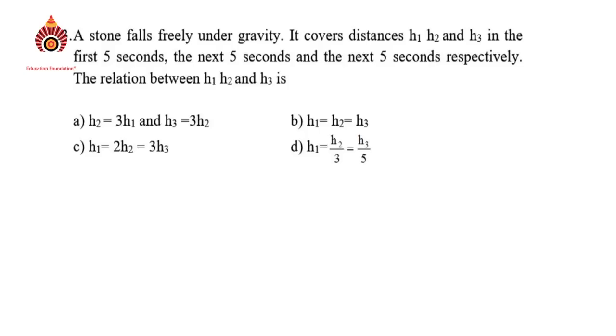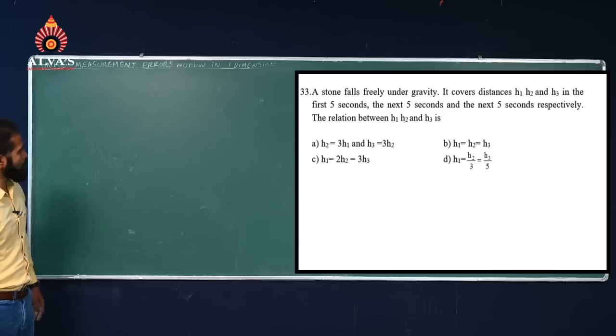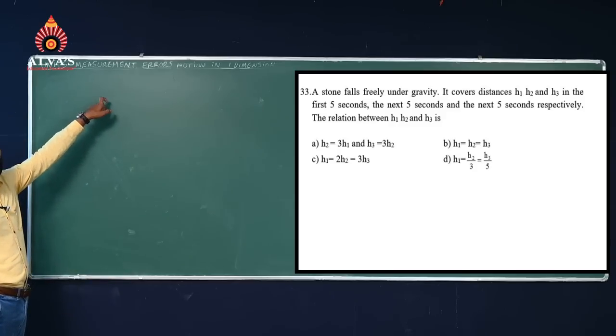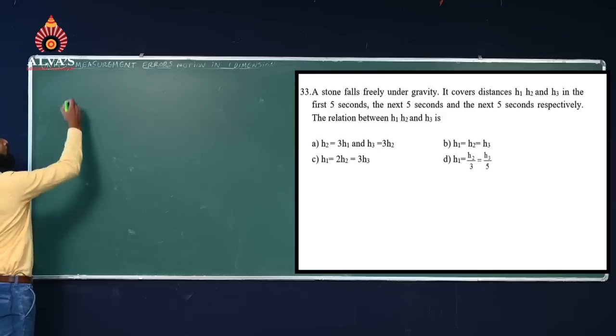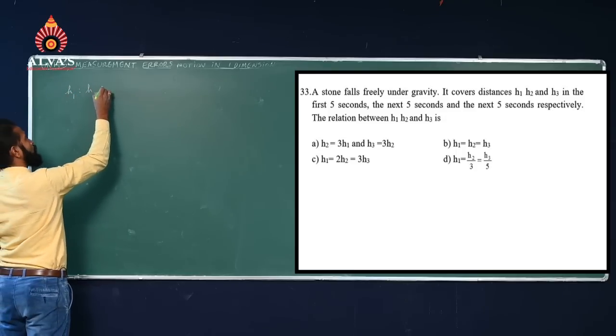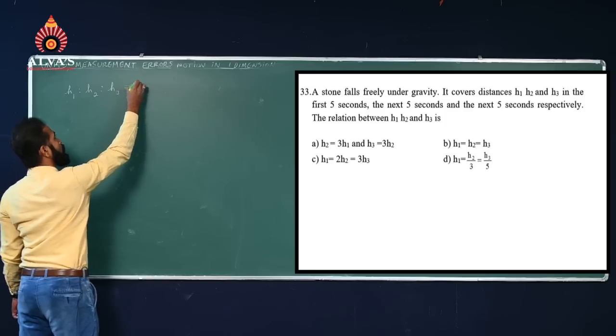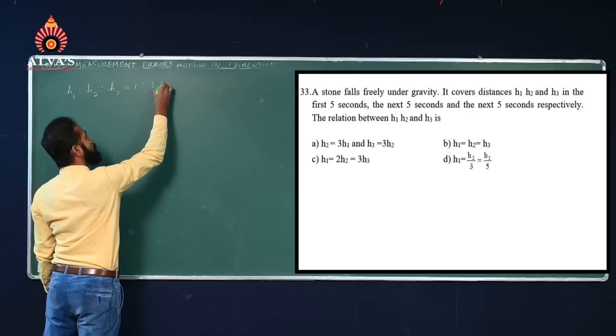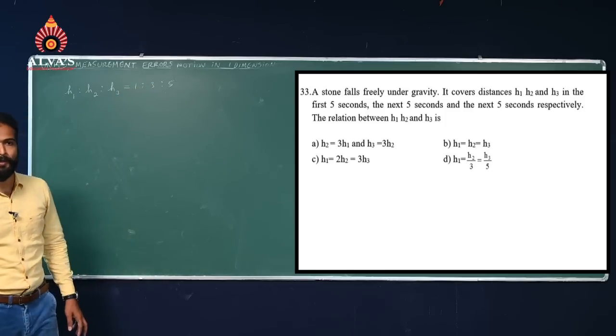Next question 33. A stone falls freely under gravity. It covers distances h1, h2 and h3 in the first 5 seconds, in the next 5 seconds and the next 5 seconds respectively. The relation between h1, h2 and h3 is. So this question can easily be solved. I already explained you the shortcut in question number 13. It is same as question number 13. The distances travelled will be in the ratio h1 is to h2 is to h3 equal to 1 is to 3 is to 5, and that is option D.